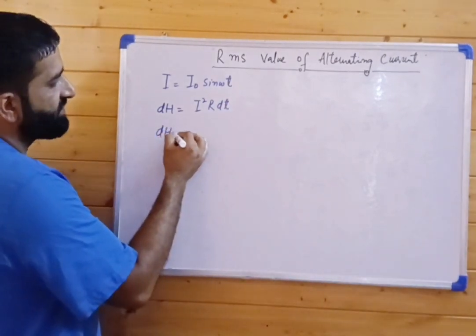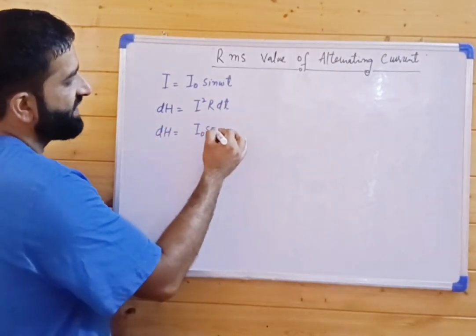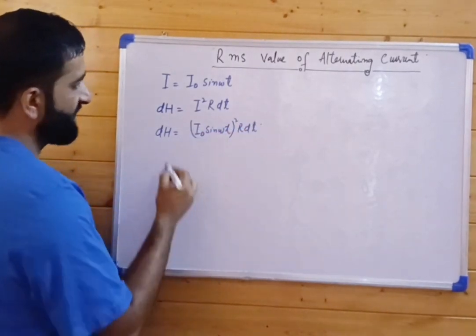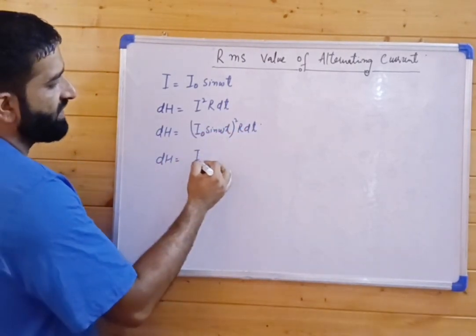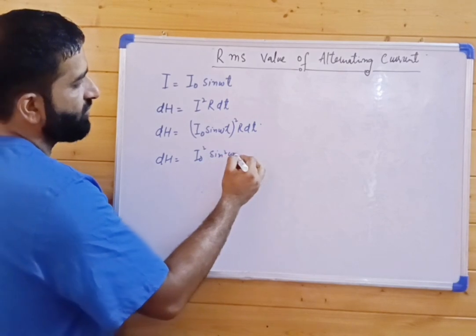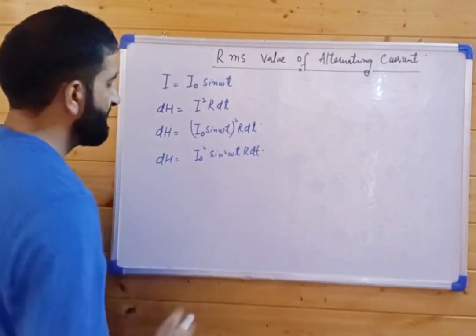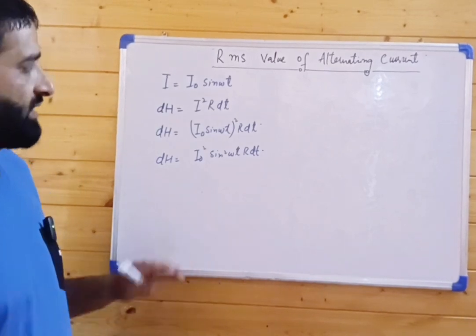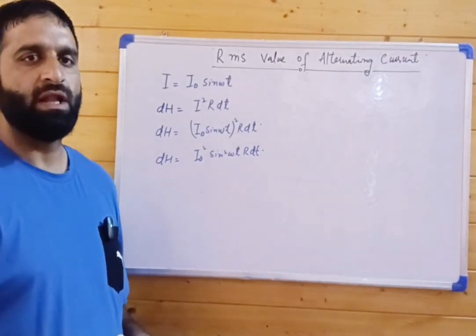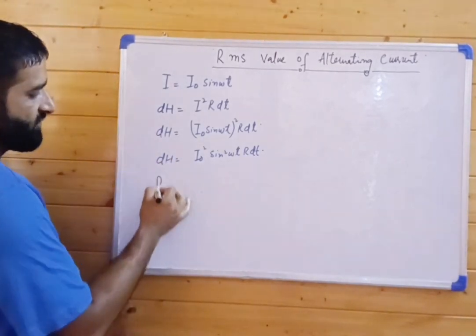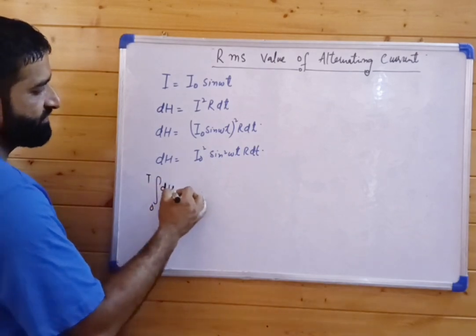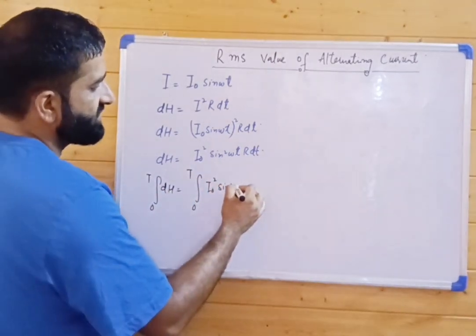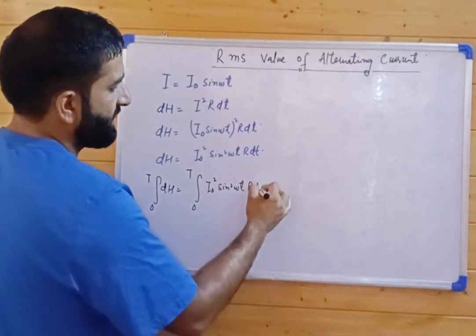So dH will be equal to I0 sine of omega t whole square into R dt. So dH will be equal to I0 square sine square omega t R dt. This is a small amount of heat produced in a small amount of time dt. Now we have to calculate the total amount of heat produced from 0 to T. So we will integrate dH from 0 to T, which is equal to the integration from 0 to T of I0 square sine square omega t into R dt.